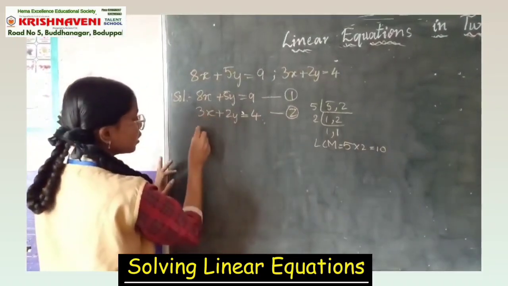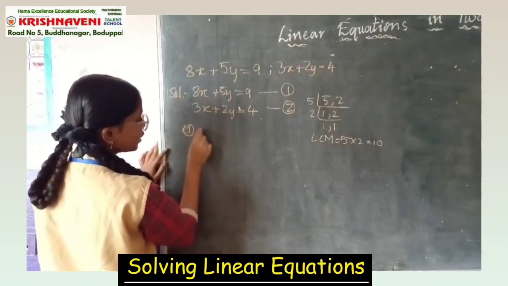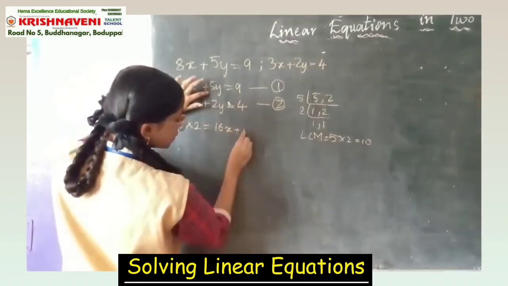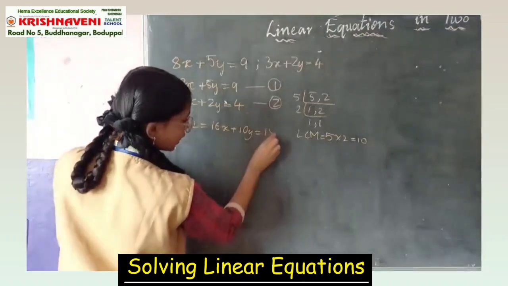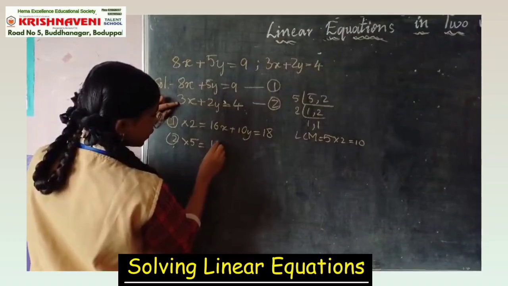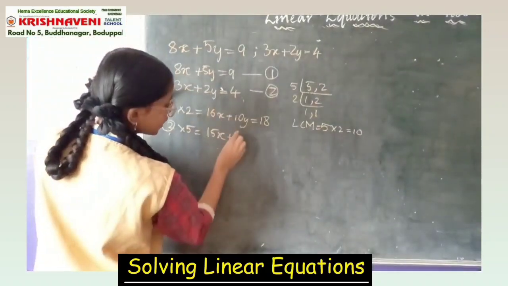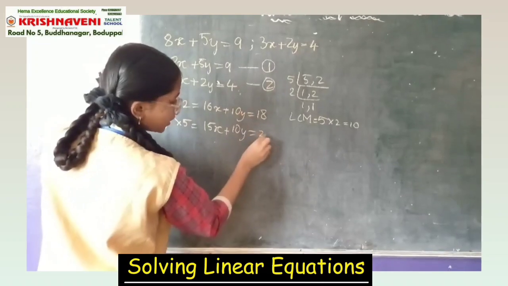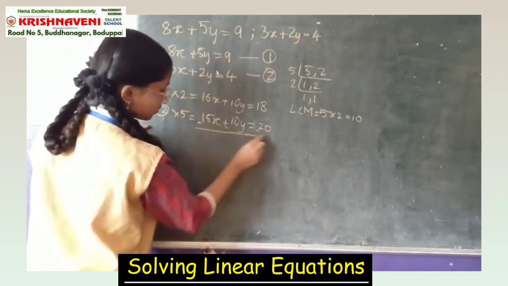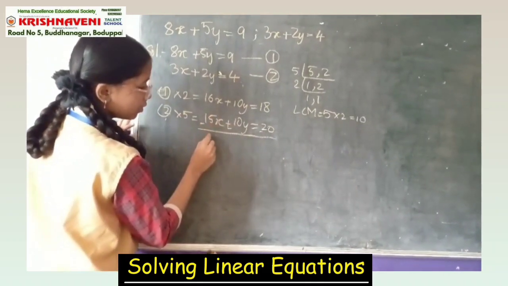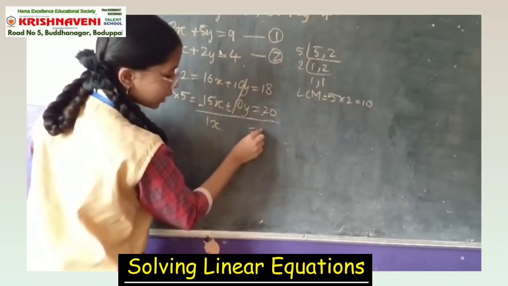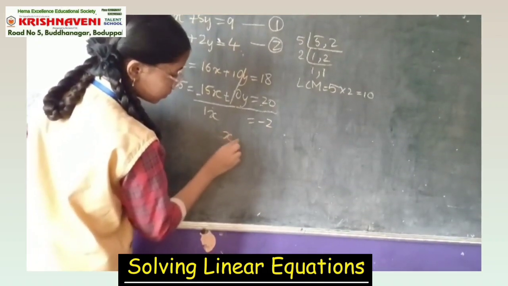LCM is 10. So equation 1 into 2: 8 2s are 16x plus 5 2s are 10y is equal to 9 2s are 18. Equation 2 into 5: 3 into 5, 15x plus 2 5s are 10y is equal to 4 5s are 20. We have to change signs. Minus. 16 minus 15, 1x. 10y, 10y cancel. 18 minus 20 equals minus 2. So x is equal to minus 2.